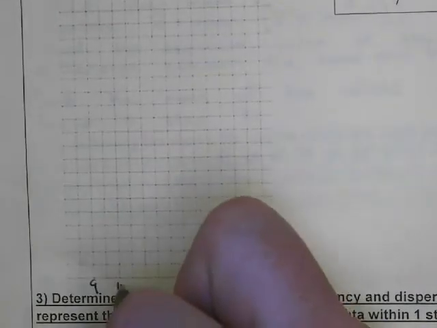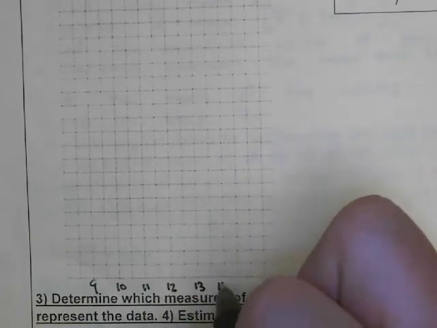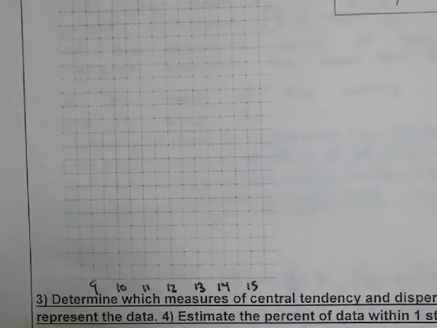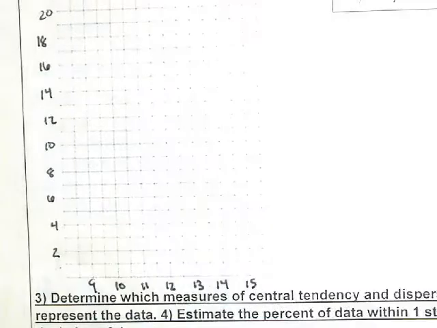Okay, so I'm going to leave some space. I'll put my 9 here, 10, 11, 12, 13, 14, and 15. And then going up, I'm going to count by 2s for my frequency. So I'm going to start with 2. I think we have enough: 2, 4, 6, 8, 10, 12, 14, 16, 18, 20, and that'll be 21 at the very top.